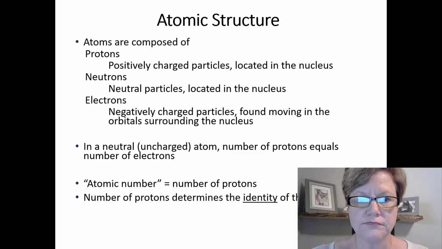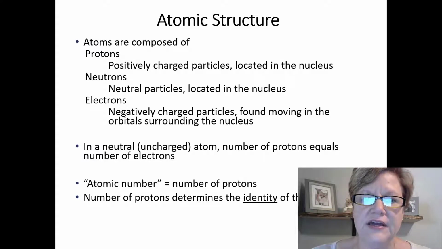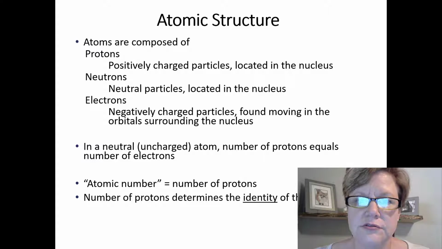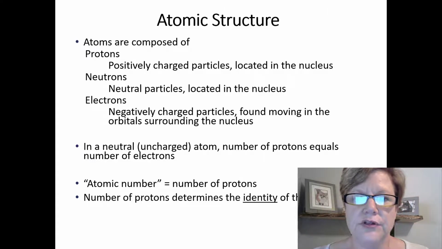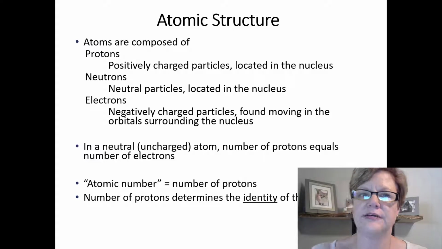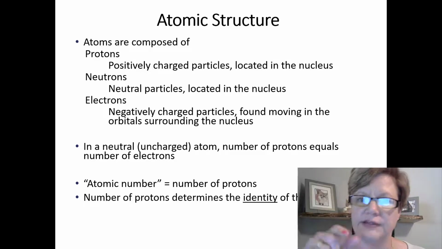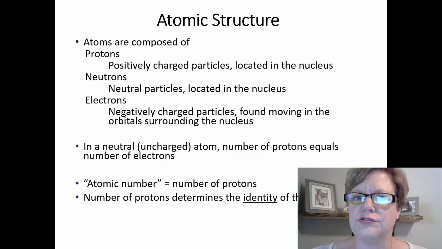So if an atom doesn't have an electrical charge, we call it neutral. A neutral uncharged atom always has, this is a rule, the number of protons in that atom equal to the number of electrons. That's because protons are positively charged particles and electrons are negatively charged particles. Each proton has a charge of +1. Each electron has a charge of -1. And we're talking about electrical charges, so positive and negative electrical charges.